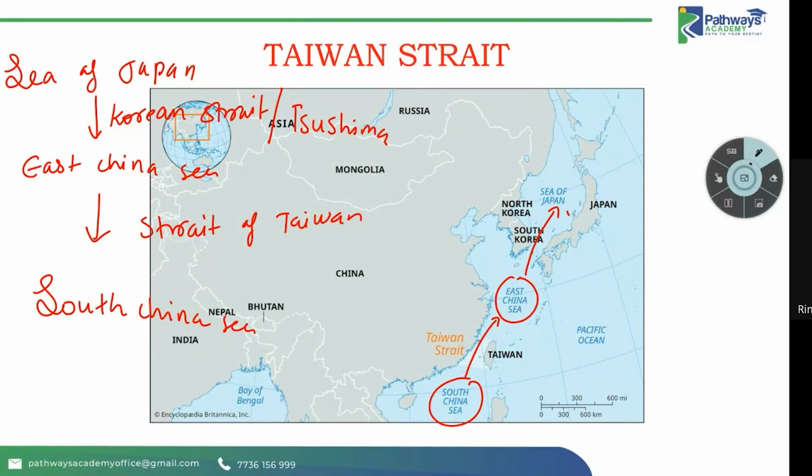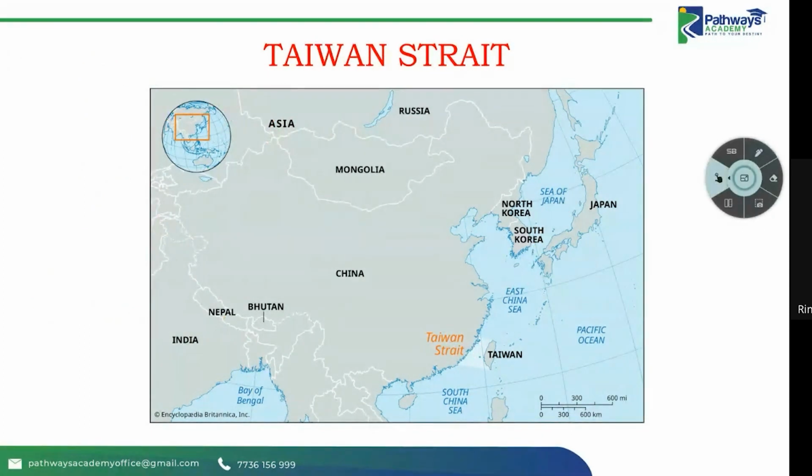And in the north of the East China Sea, there is a sea that is known as the Yellow Sea. This sea is known as the Yellow Sea, situated between China and the Korean Peninsula.